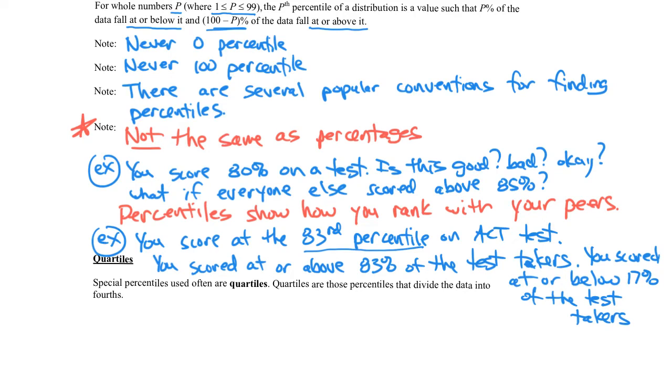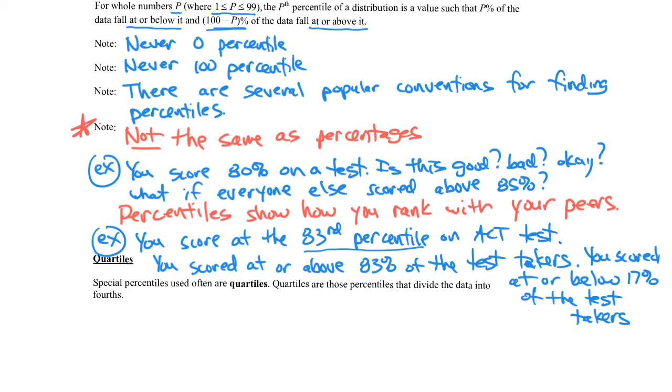Okay, so that's how percentiles work. That's what we have to know. We're not going to calculate percentiles, but we just have to know how to read them and what they mean. We need to know that if you score at the 70th percentile on some standardized test, that means you scored at or above 70% of the test takers and at or below 30% of the test takers. That's what we need to know about percentiles.